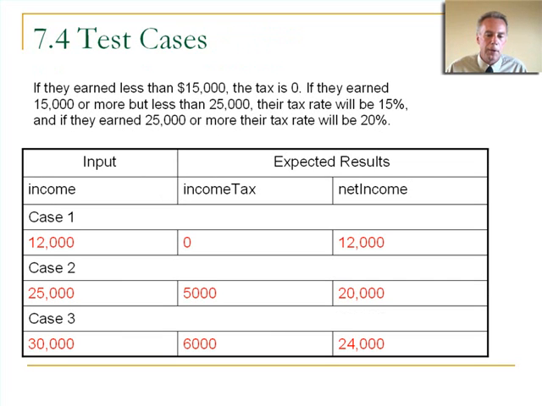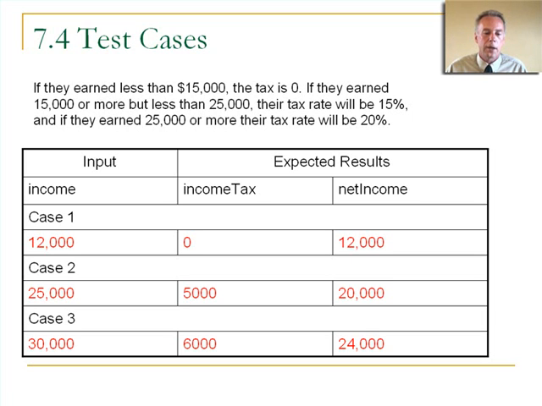So the next step, after we have what looks like a reasonable IPO diagram, is to make some test cases. I took part of the spec onto this slide, and in a test case, you'll recall, we want to suggest what the user might enter as the inputs, and then say what the expected results would be given that input. So if the user entered 12,000, we would expect this program to calculate 0 income tax, and the net income is still 12,000.